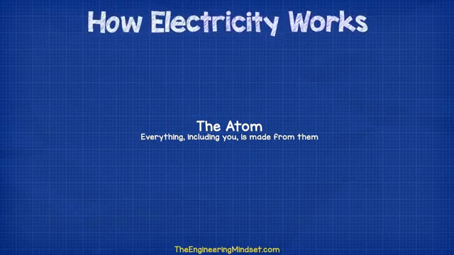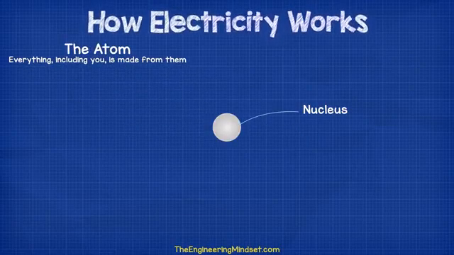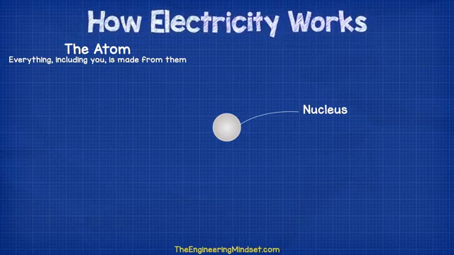Everything, including you, is made from atoms. All the materials we use are made from atoms. The materials are just different because the construction of their atoms are slightly different. The atoms are made from three particles, two of which are found inside the nucleus, and the third particle sits outside this.